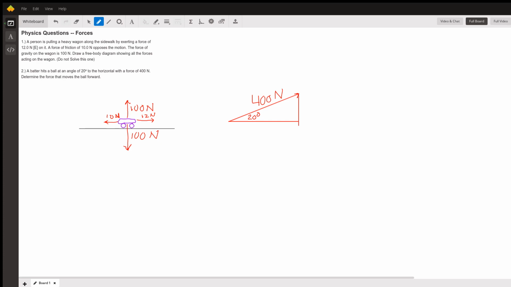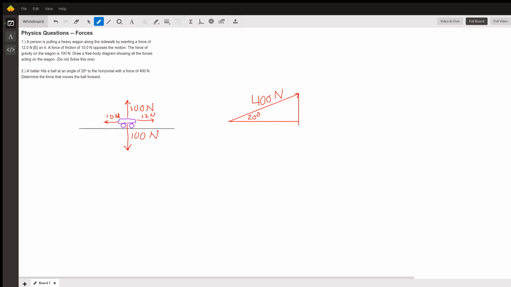The normal force, the force with which the sidewalk pushes up on the wagon, is equal and opposite to the force that the wagon puts on the sidewalk. So gravity pulls down with 100 newtons. The sidewalk pushes up with 100 newtons. And the reason we know those are true is because the wagon is not accelerating down or up. So the vertical forces must balance each other out. So the normal force pushing up has to equal the gravity force pulling down.